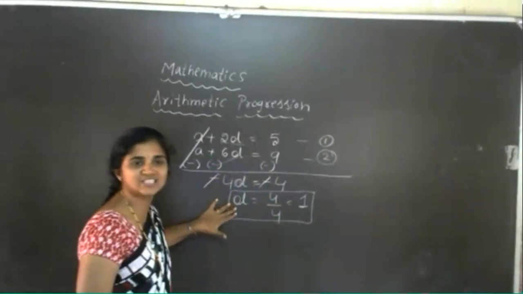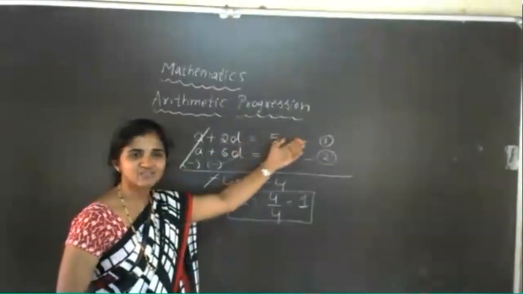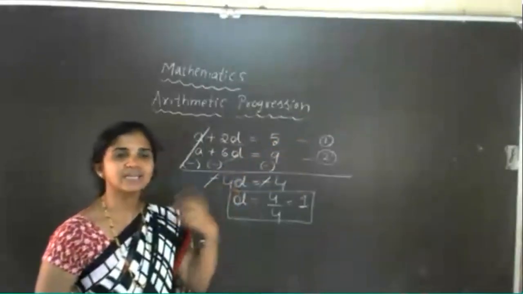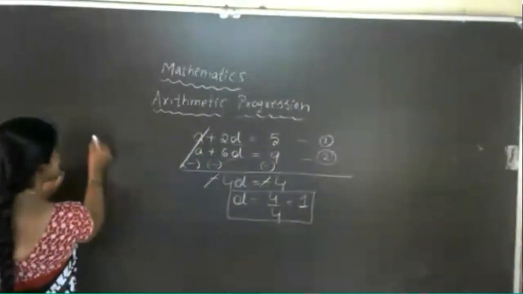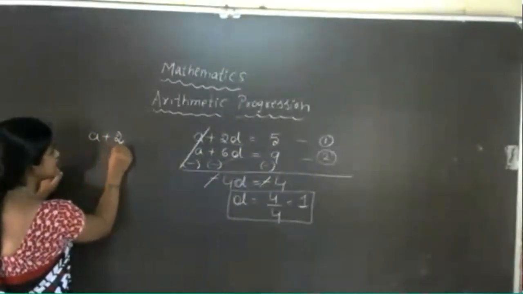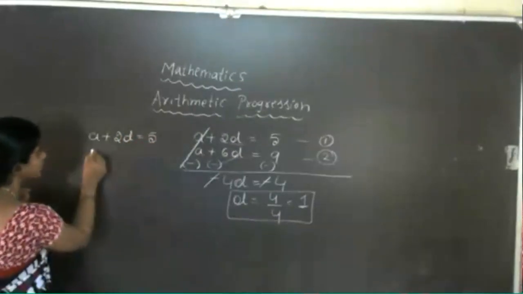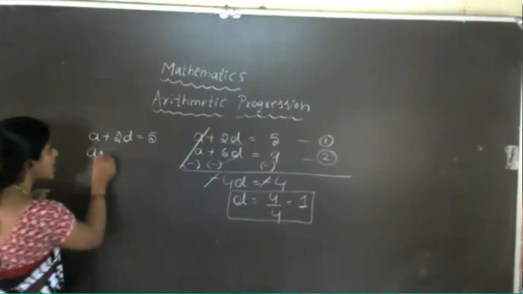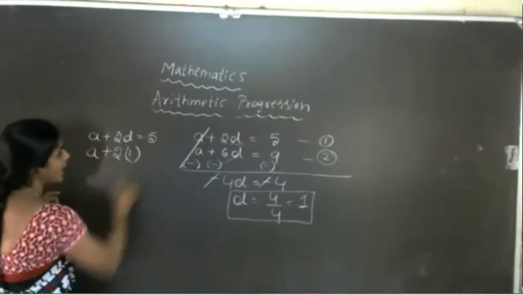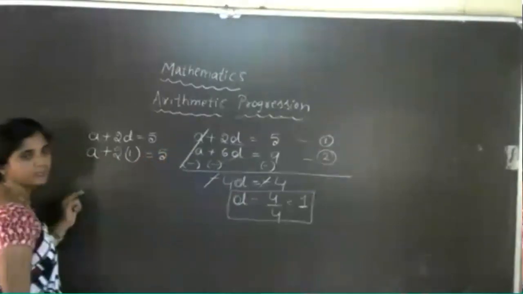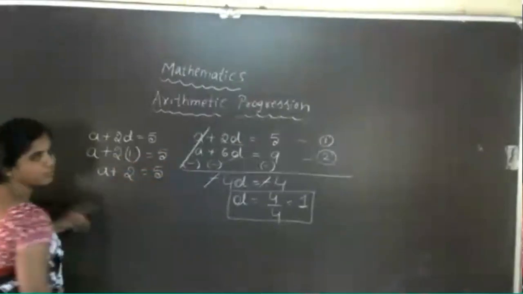So now substitute this D in any one of your favorite equations, either equation 1 or equation 2, and you will get the value of A. Now let us substitute D equal to 1 in the first equation. The first equation is A plus 2D equal to 5. Now A we have to work out, plus 2 into the value of D, which is 1, equal to 5. Now A plus 2 into 1 is 2, equal to 5.